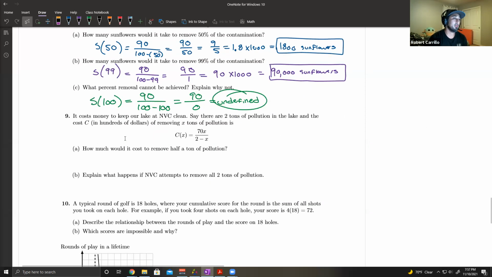Number 9. It costs money to keep our lake at NVC clean. That lake is green. I don't know about that.